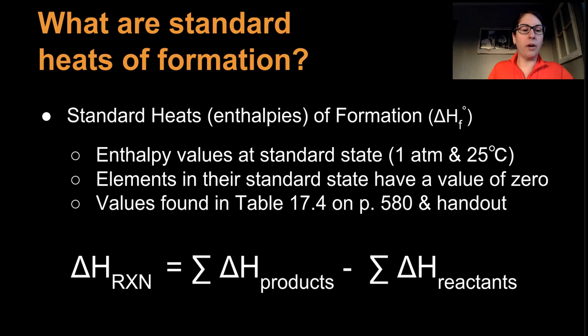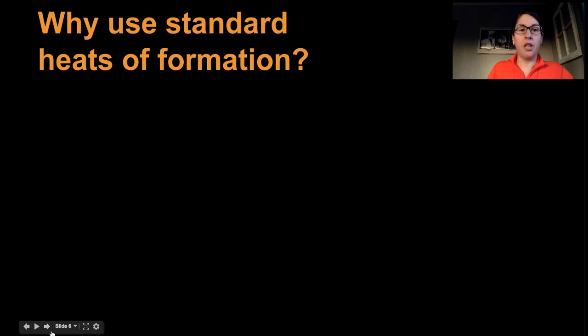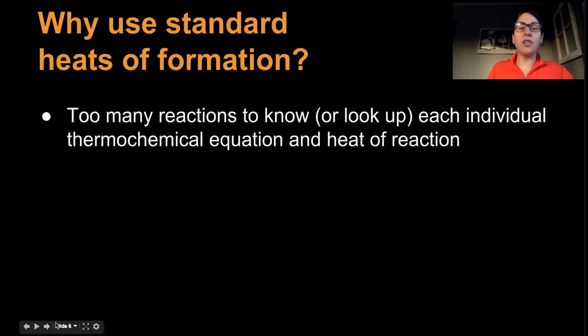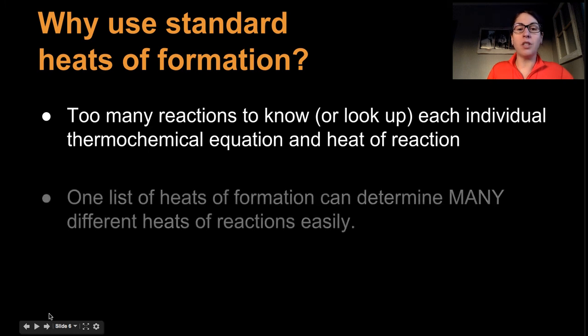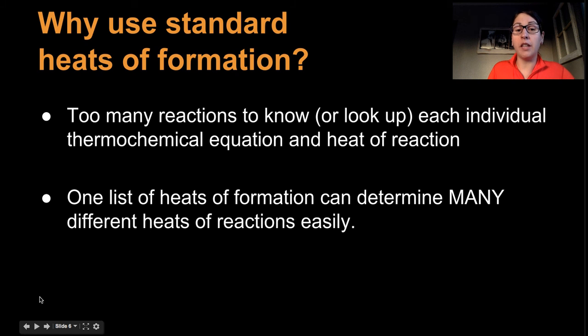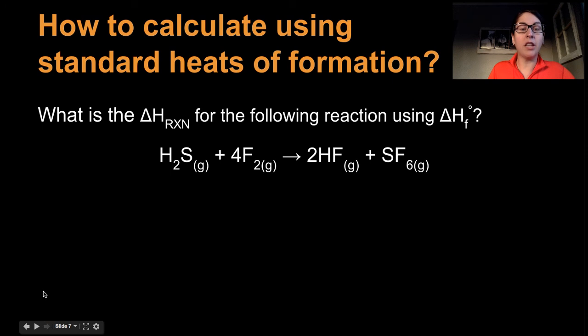So a big question is, well, why would we do this? There's too many reactions to know or to look up or to do Hess's Law for every single reaction type that's out there. And so what we can do is use this to have one list of heats of formation that can determine many different heats of reaction easily, or as many as we have enthalpies of formation. Okay. So let's take a look at an example then.